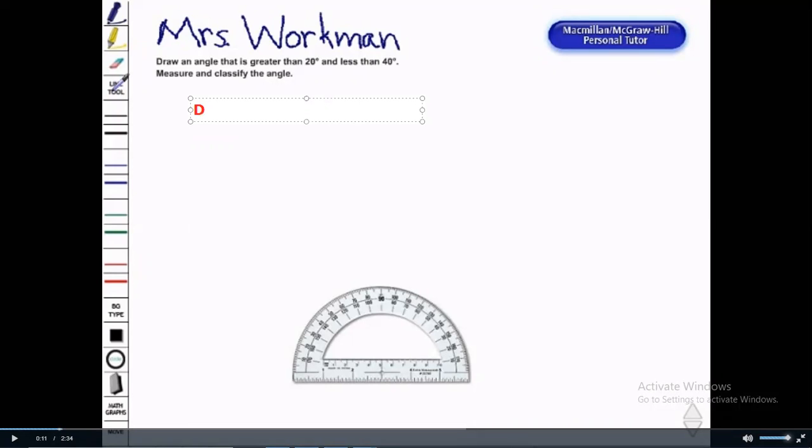Draw an angle with measure, for example, 35 degrees. Okay, let's see the steps.